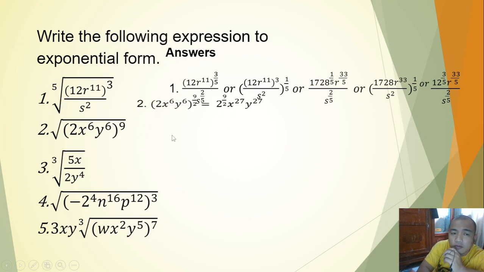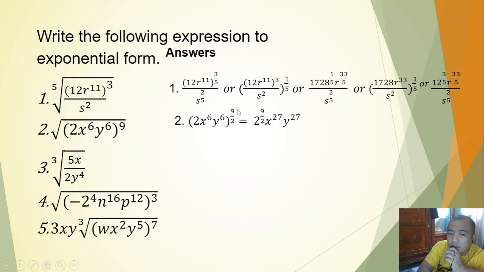Next, number 2. 2x raised to 6y to the 6 raised to 9 halves, or 2 raised to 9 halves x raised to 27 y raised to 27. Yes, 9 halves times 6 is 27. Ito naman sa number 3. Okay, 5x over 2y to the 4th, they have the same index, 1/3. I mean 3, so the exponent is 1/3, or 5 raised to 1/3 x raised to 1/3 all over 2 raised to 1/3 y raised to 4/3.